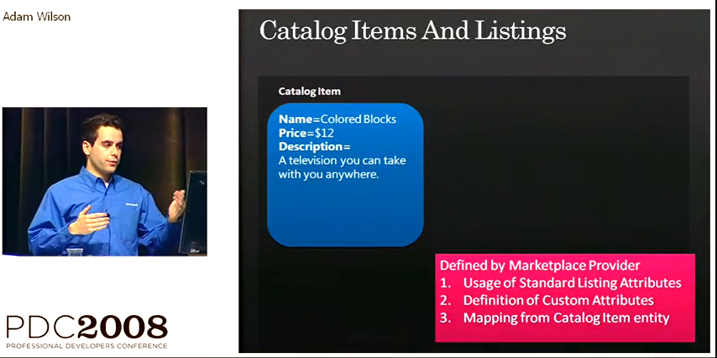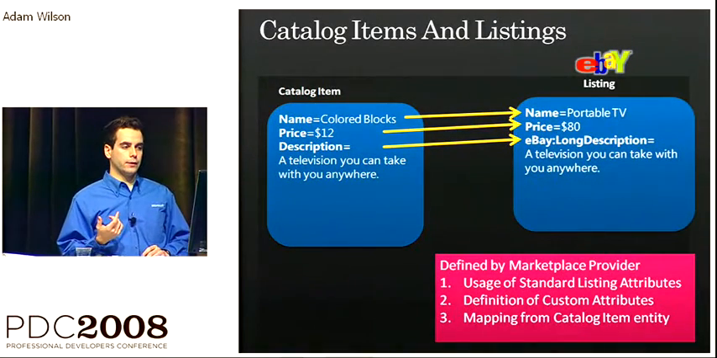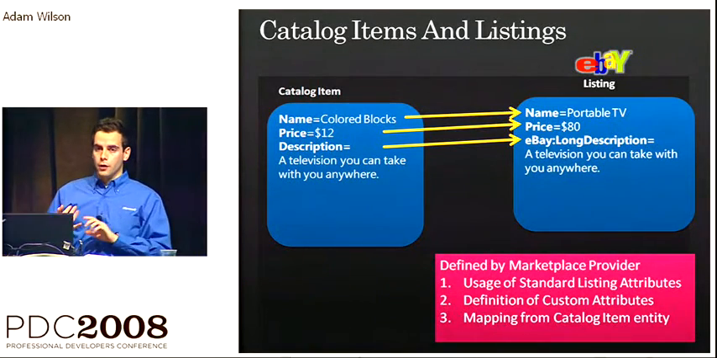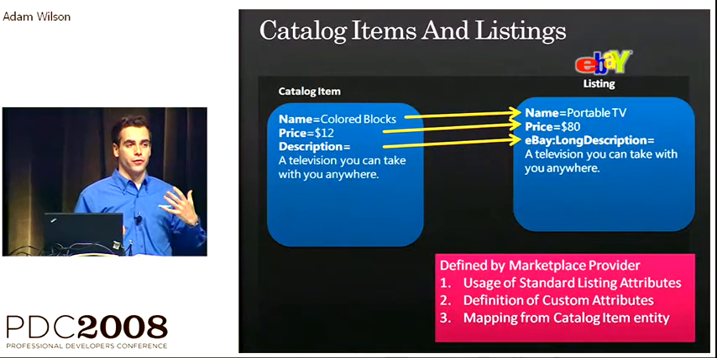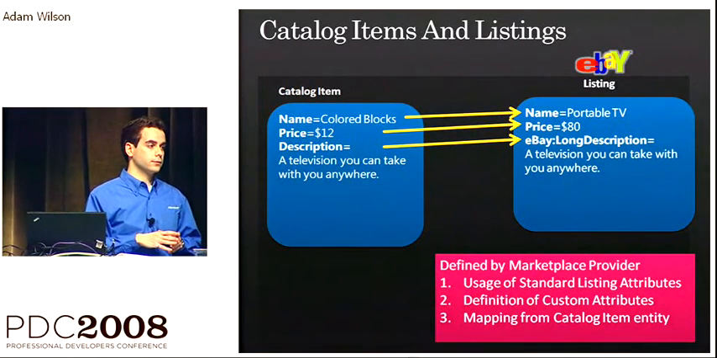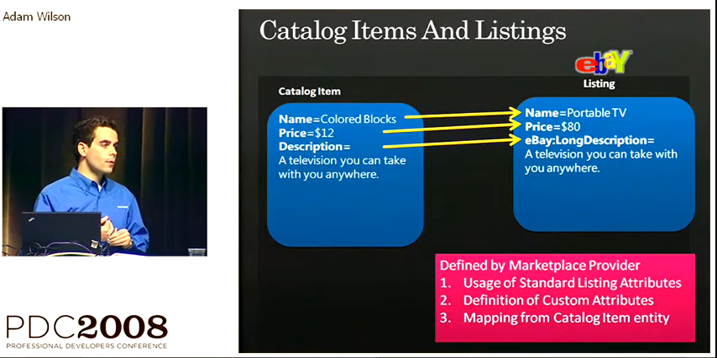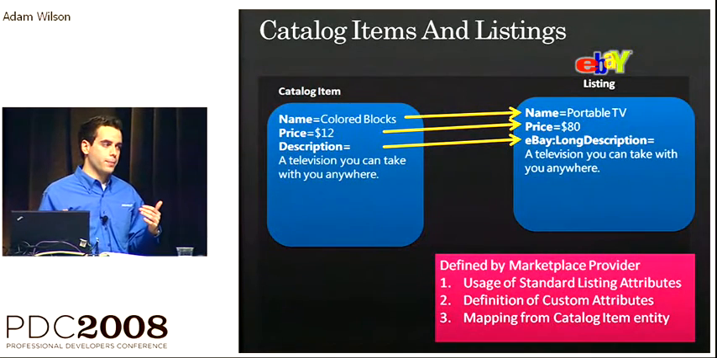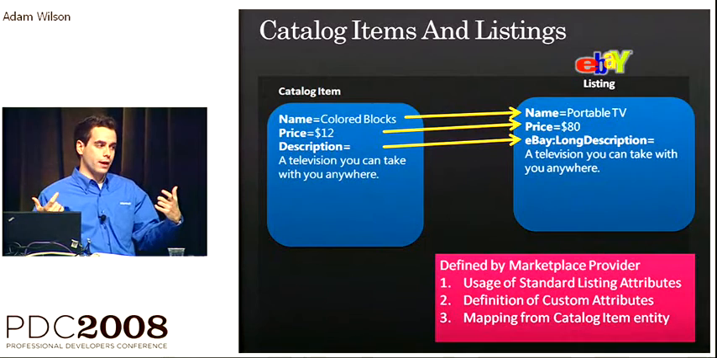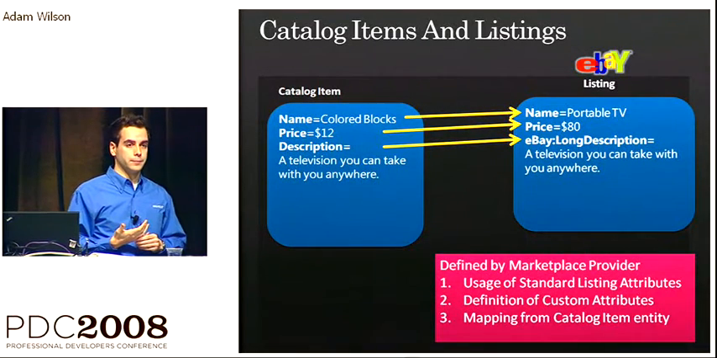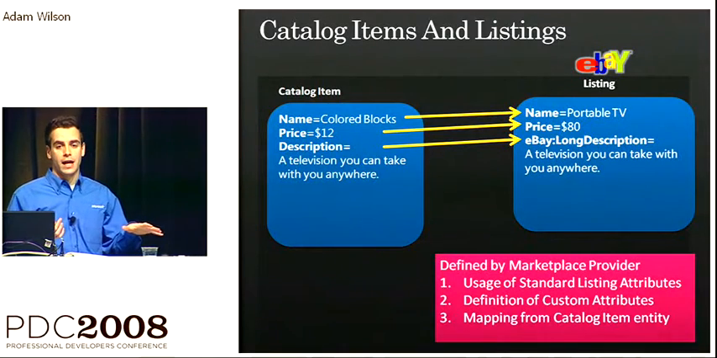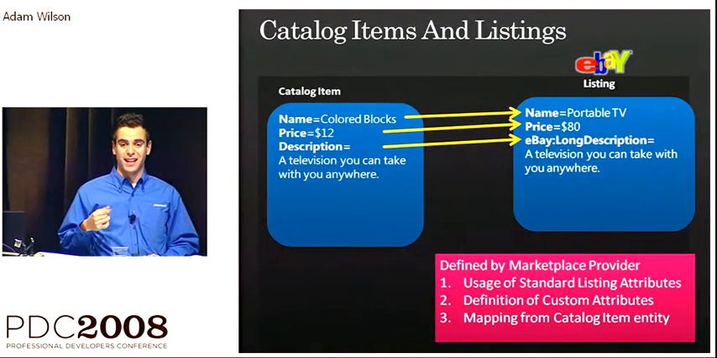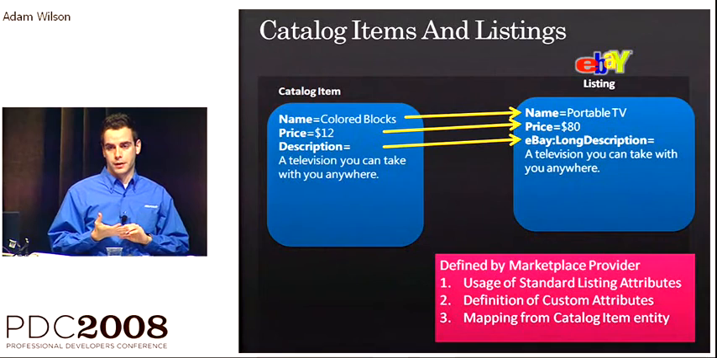So if I have a catalog item with these attributes, I can go ahead and create a listing through an operation called publish catalog items. And what that does is two things. First of all, it does a mapping between the attributes defined on our standard catalog item entity to the attributes on the listing entity. This mapping is defined by the marketplace provider. It can be something as simple as an identity mapping, where you take the value of one and map it directly to the value of another, or it can be something more complicated. It can also involve both standard attributes that we define in our system and custom attributes, which are defined by a marketplace provider and represent additional functionality required to list to that marketplace.